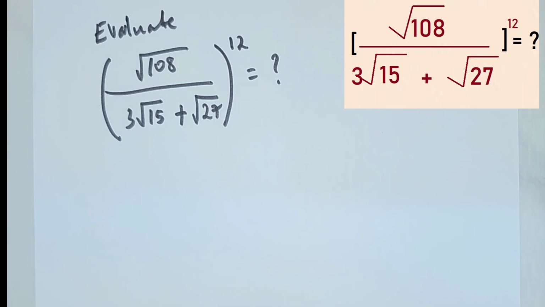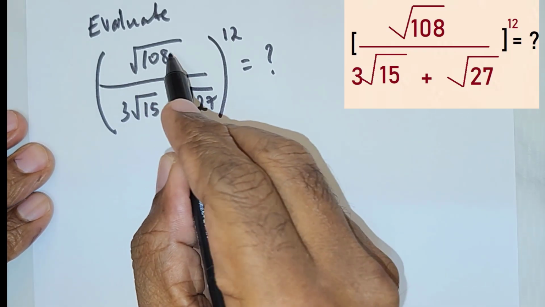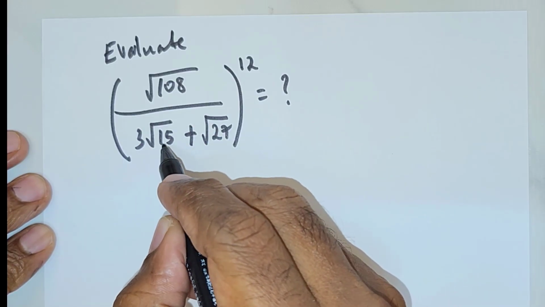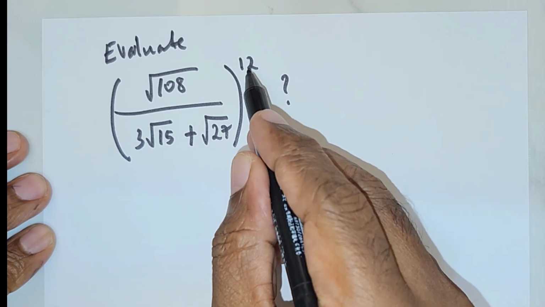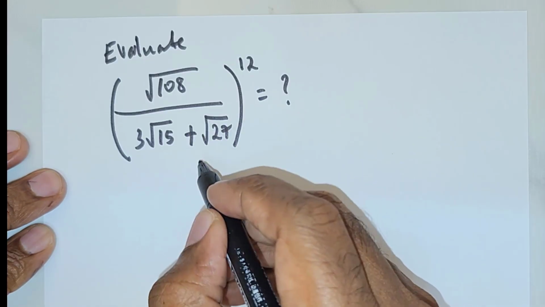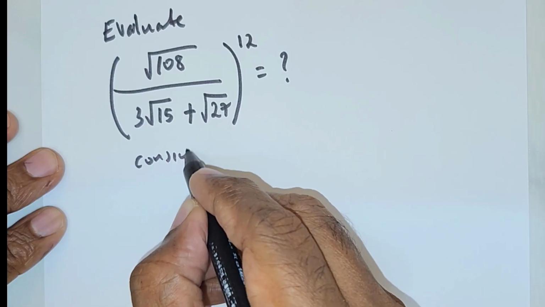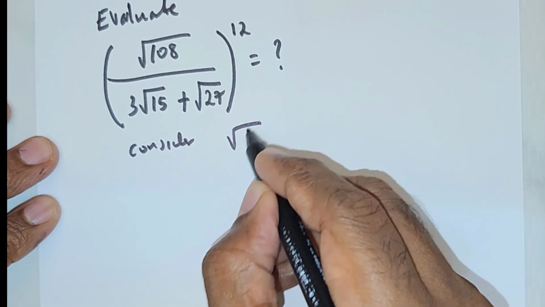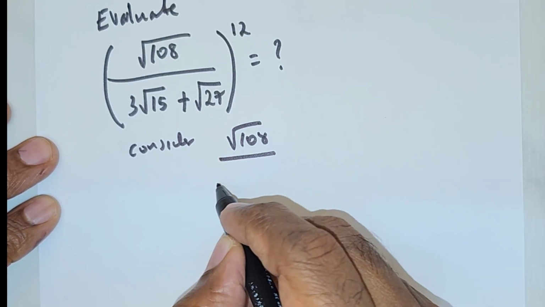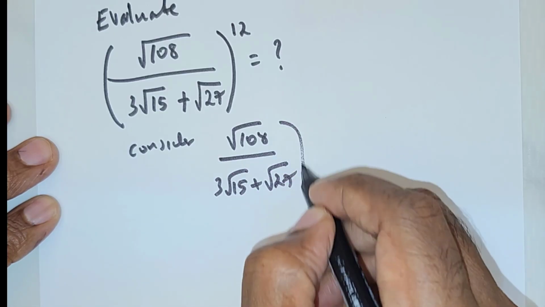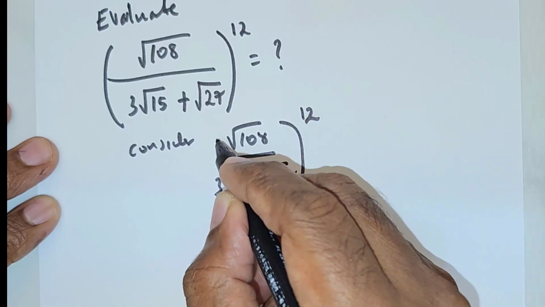Good day everybody. We are expected to evaluate (square root of 108 divided by 3 times square root of 15 plus square root of 27) raised to the power of 12. First, I am going to consider the given question.